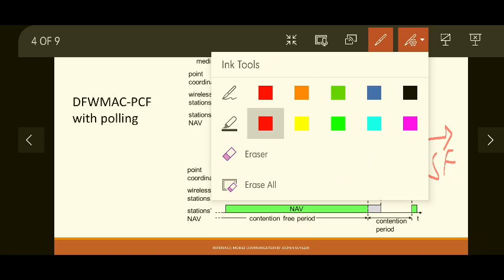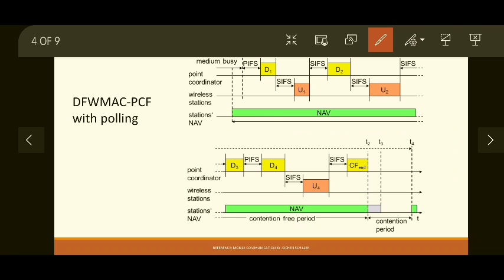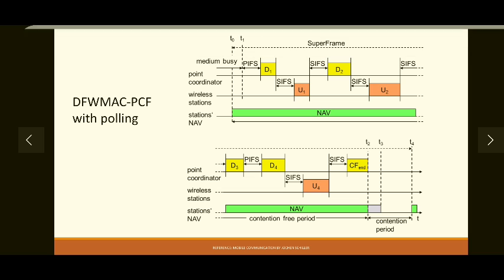So this is how DFWMAC-PCF works, which is rarely used because of obvious limitations. Users are frequently leaving and coming into the network, so PCF does not always provide a good efficiency. So primarily the first two methods are used for accessing the medium, but this is also one of the ways.